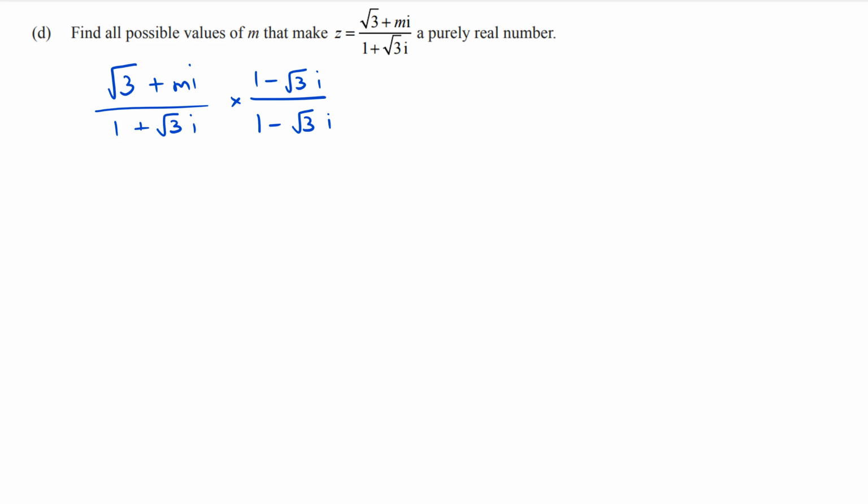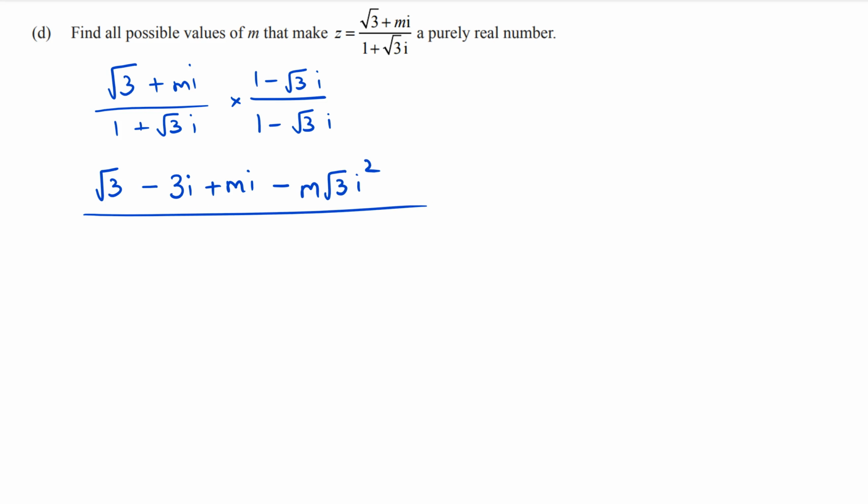So we've got to expand the numerator. So square root of 3 times 1 is square root of 3, minus square root of 3 times square root of 3 is positive 3. So that's going to become 3i. Then we've got mi times 1, which is mi. Then we have minus m square root of 3i squared. And that whole thing is now divided by 1 minus 3i squared.